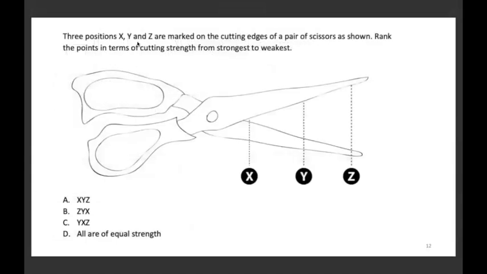Three positions X, Y, and Z are marked on the cutting edges of a pair of scissors. You have to rank the points in terms of cutting strength from strongest to the weakest. So here, will it be XYZ, ZYX, YXZ, or all of equal strength are the options. So in this case, it will be exactly how it is written here, X, Y, and Z. X will be the strongest, Y will be comparatively less strong than X, and Z will be even less strong than X. So A will be the one which is the correct answer. Okay, we'll move to the next one.